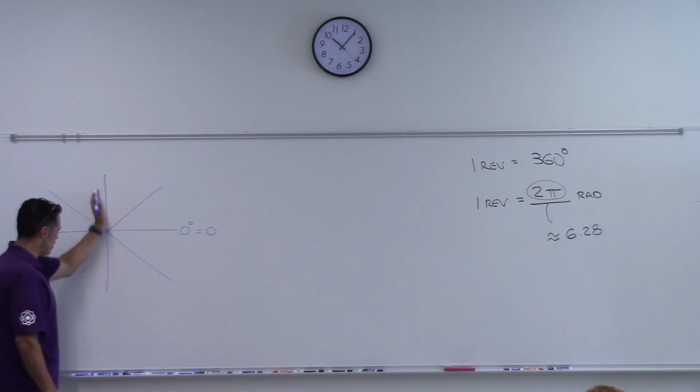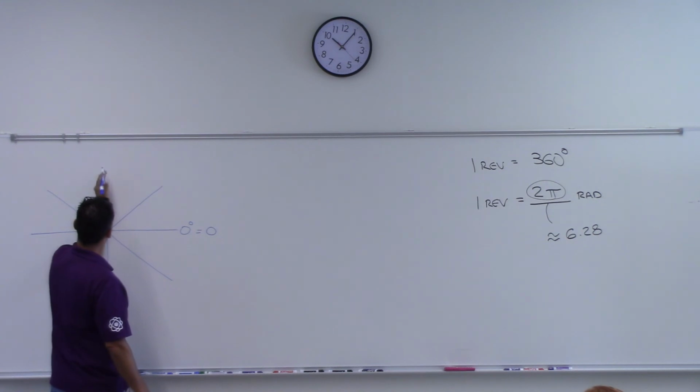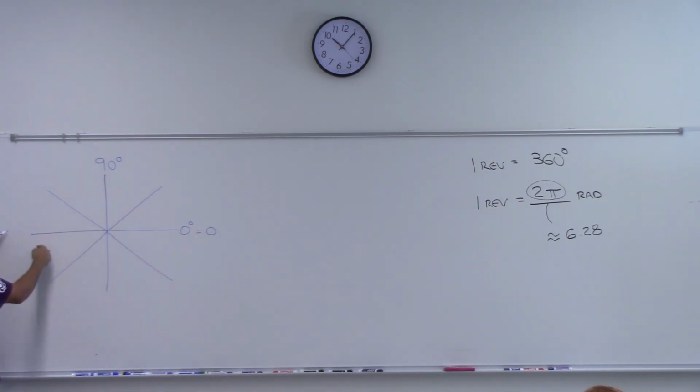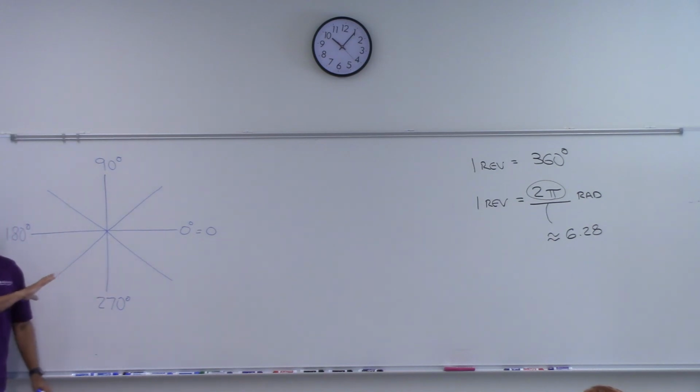Now, how about this straight up one? How many degrees? Straight up? 90 degrees. How about over this way? 180. And straight down was 270. Okay, those are the first ones we talked about, right? Let's talk about those in terms of radians.